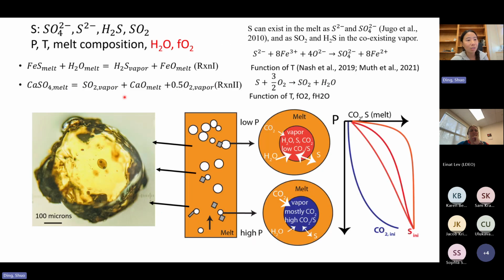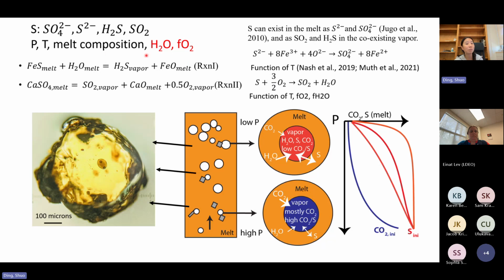Okay, so let's talk about sulfur. Sulfur is a bit more complicated than water and CO2 because when we think about sulfur degassing, it's not elemental sulfur. Sulfur is a multivalent element, so it has different valence states. In the melt, it can exist as sulfate or sulfide, and in the vapor, the most abundant species would be hydrogen sulfide and sulfur dioxide.